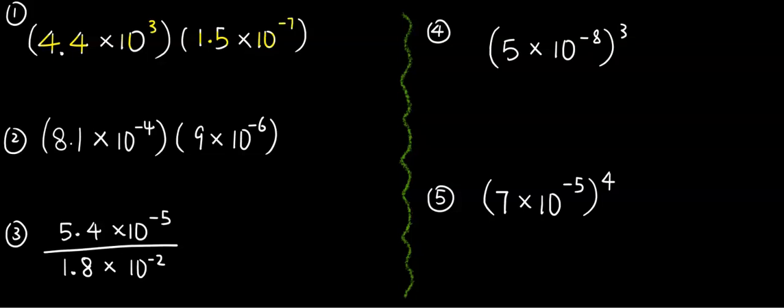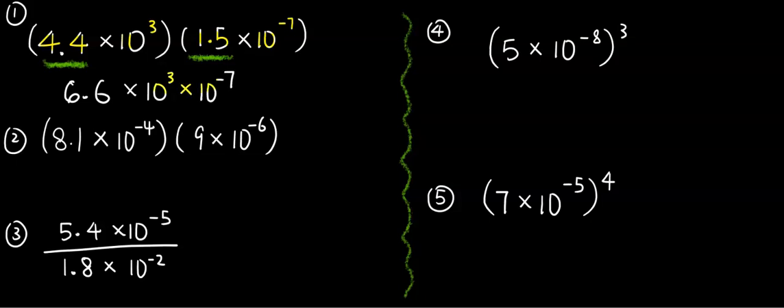No worries, we're going to multiply these two numbers together. 4.4 times 1.5, we have 6.6. All right, let's look at 10 to the third power times 10 to the negative 7th power. Let's just write down here 10 to the third power and times 10 to the negative 7th power.